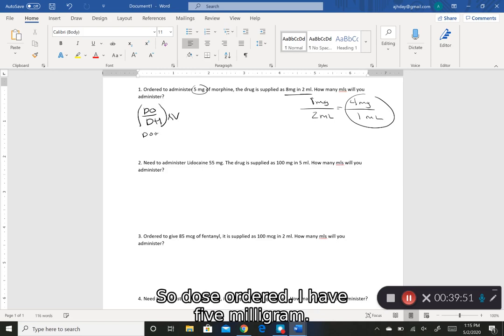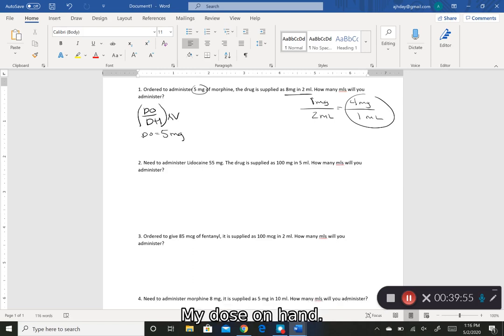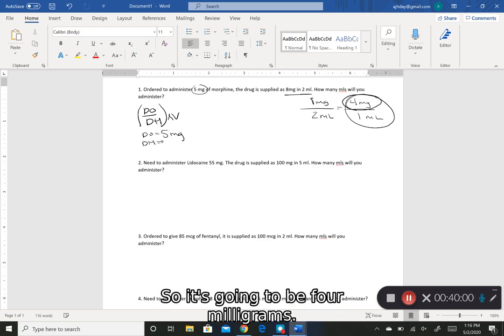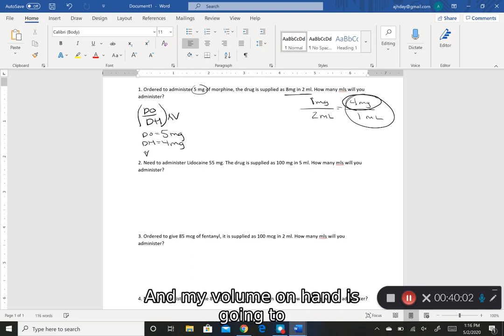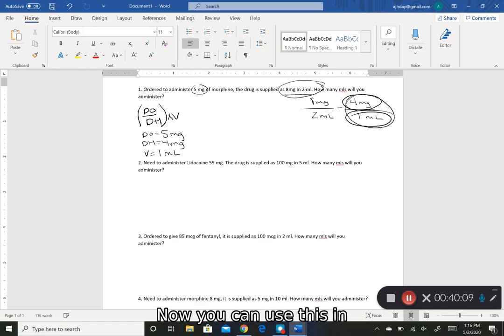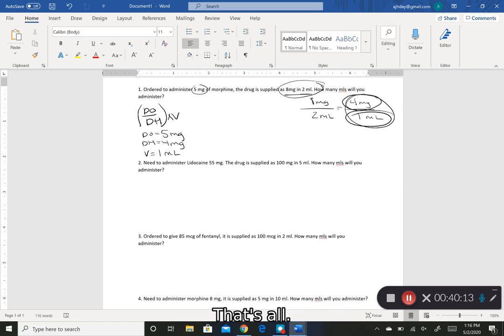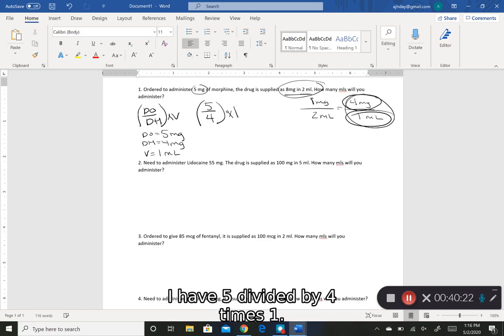So dose ordered, I have 5 milligrams is what I want to give. My dose on hand, I've now simplified that, so it's going to be 4 milligrams. And my volume on hand is going to be 1 ml because I've simplified that. Now you can use this in your problem, but your math is just going to be a little more complicated, that's all. So I'm going to plug these numbers into my equation. I have 5 divided by 4 times 1.